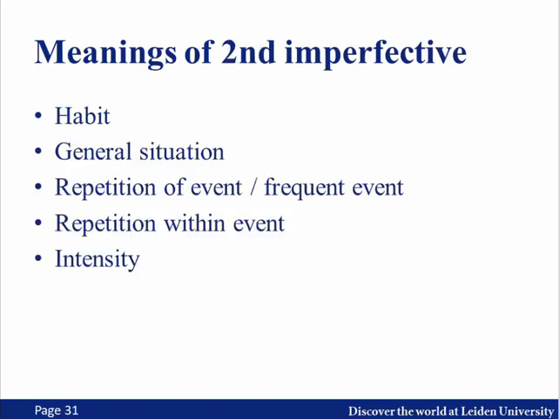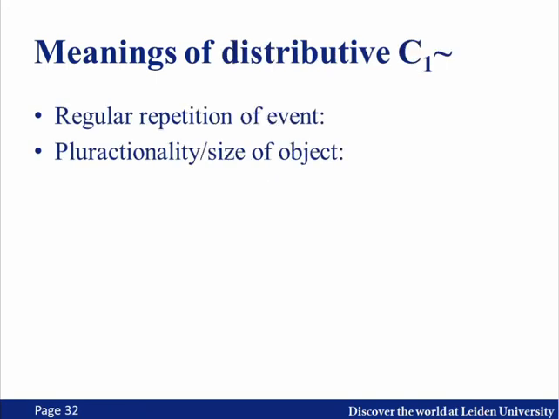Whereas the second imperfective, if I go through all my examples, through all my stories, is more restricted in meaning: for the habit or general situation, sometimes for the repetition after the event or within the event. Those are two meanings that can be also attributed to productional events. And then the last one for intensity. Meanings of the distributed initial one I've just mentioned.